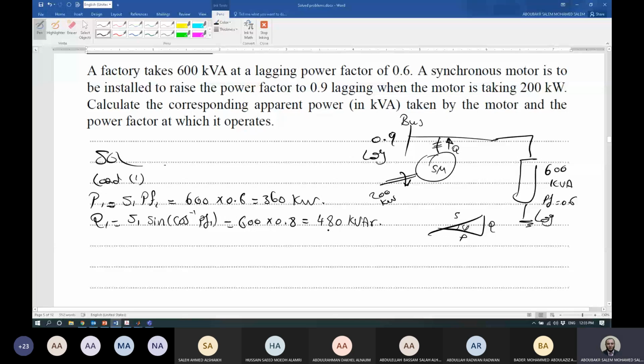Of course, this value is inductive, right or wrong? Yes, it's inductive because the power factor is lagging. Okay, this is for our load.